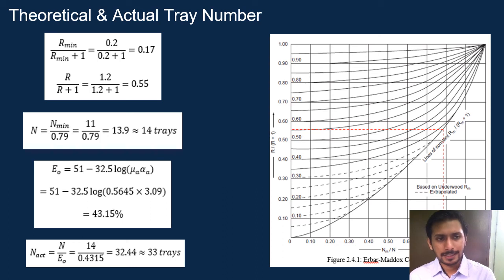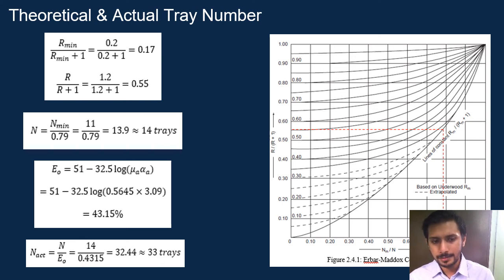Upon computing our R min value, we are able to calculate the R min over R min plus 1 ratio, and we could select a reflux ratio that would suit our process needs. So in this case, the reflux ratio of 1.2 is chosen, and by interpolating it from the Erbar-Maddox chart, we can get the N min to N ratio, and by utilizing this ratio, we are able to compute 14 trays, and by using the correlation from O'Connell, we can get the plate efficiency of about 43%, and by incorporating this, we are able to achieve 33 trays.